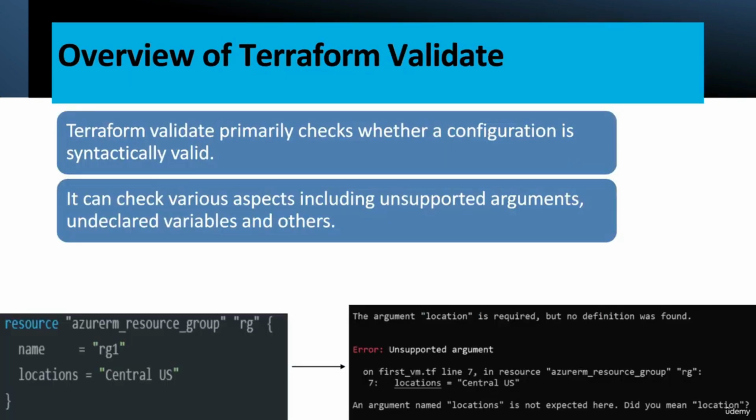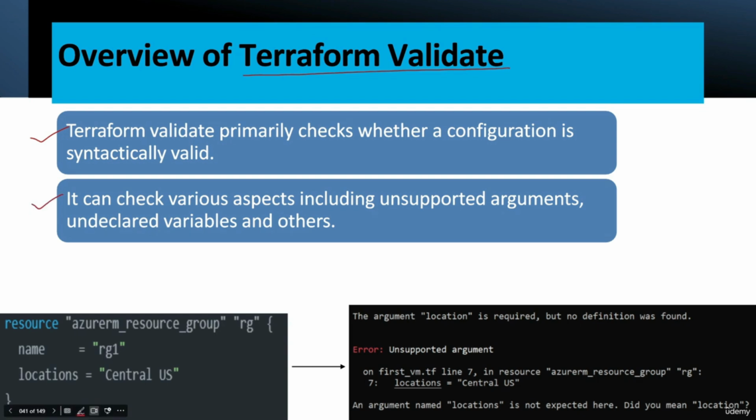So this is the basic functionality of the Terraform format command, to format the overall configuration in our Terraform file. The third command is Terraform validate. Terraform validate primarily checks whether a configuration is syntactically valid or not. It can check various aspects including unsupported arguments, undeclared variables and others.